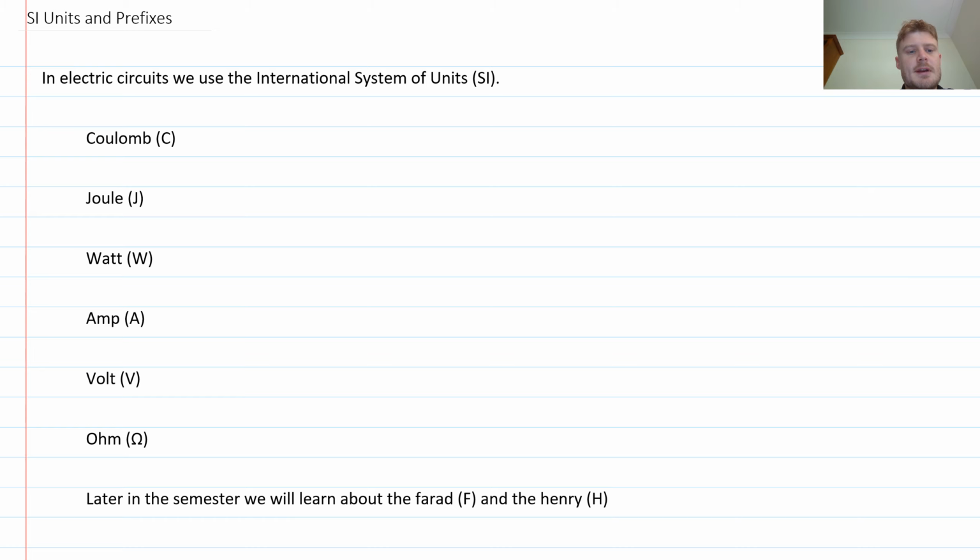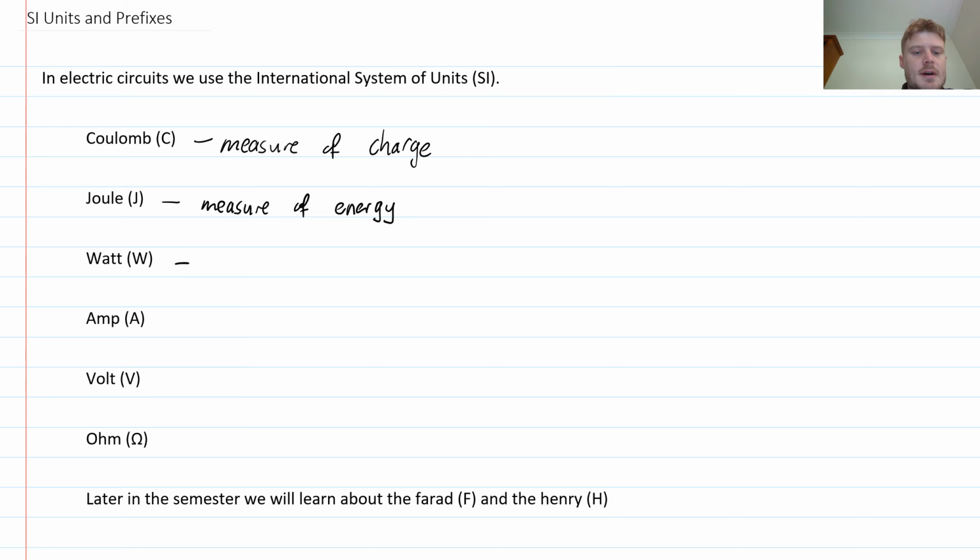So we already spoke briefly about the coulomb. So the coulomb is a measure of charge. The joule, hopefully you've come across this. The joule is a measure of energy.